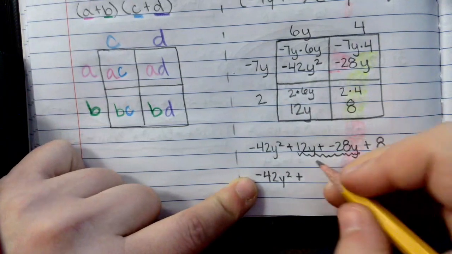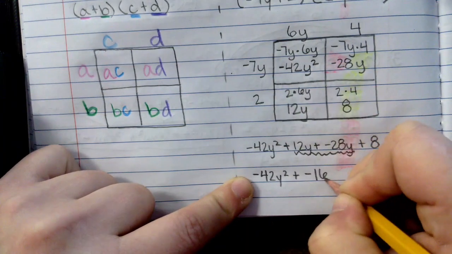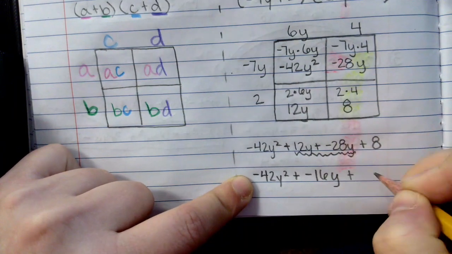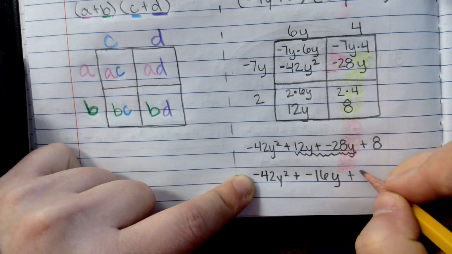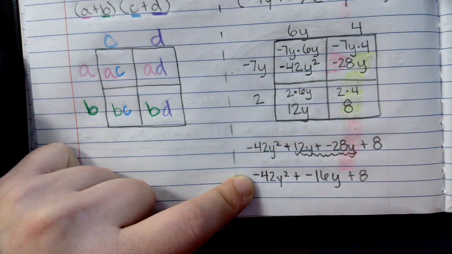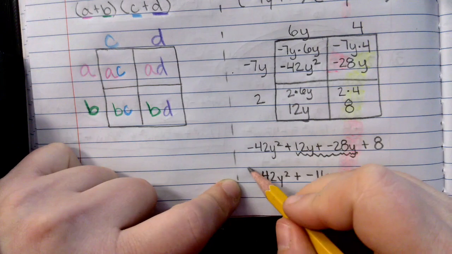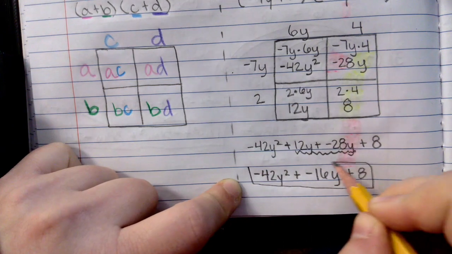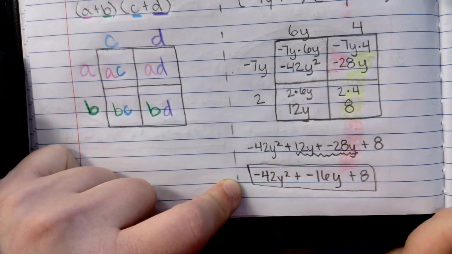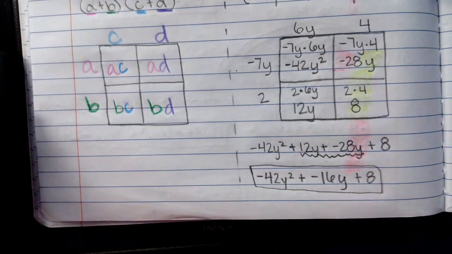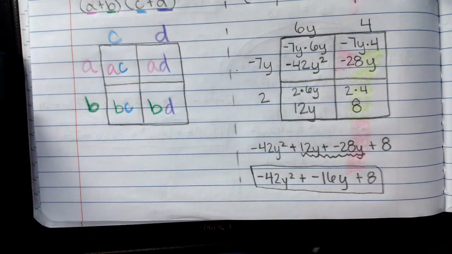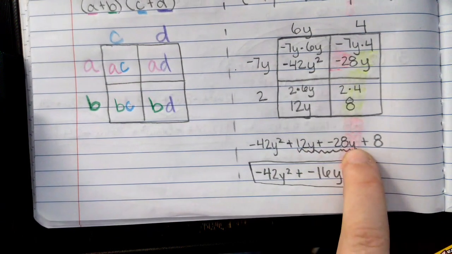Plus 8. All right, we're going to try one more. Because we had a y and a y. And since those both have y's in them, we can combine them because they're like terms. So just making it easier to work with. Good question. Any other questions on this one?